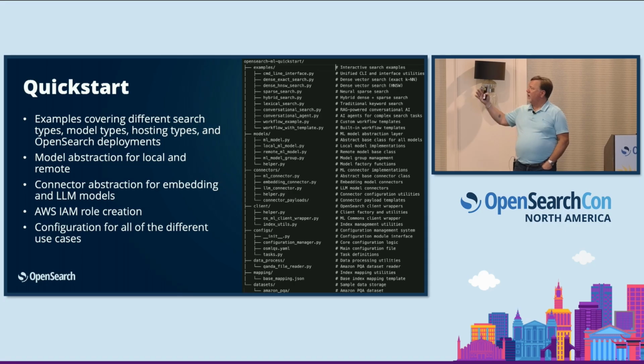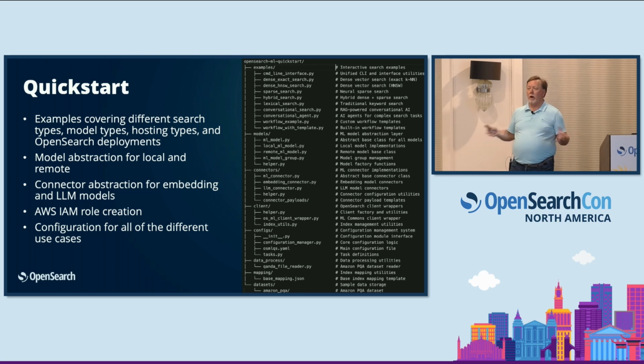And you just configure the use cases, right? So you tell it my host type is Amazon OpenSearch Service, my model type is embedding, my model host is Bedrock, and then the framework can go and create all of the pieces that you need to use it.